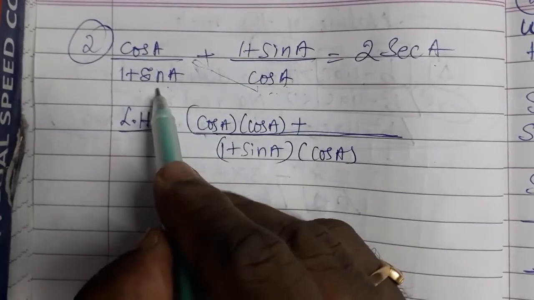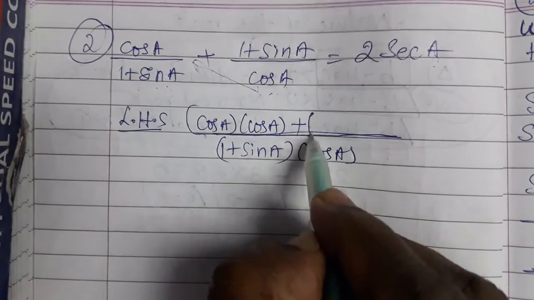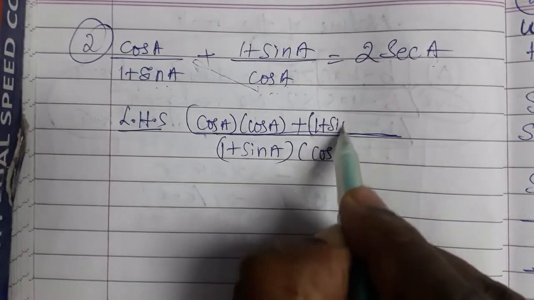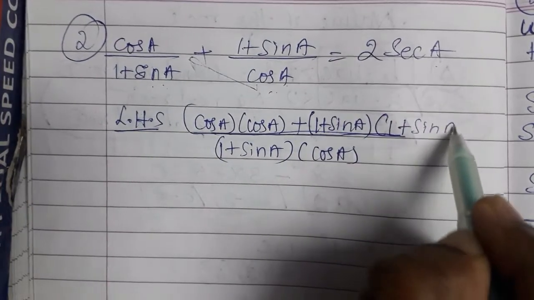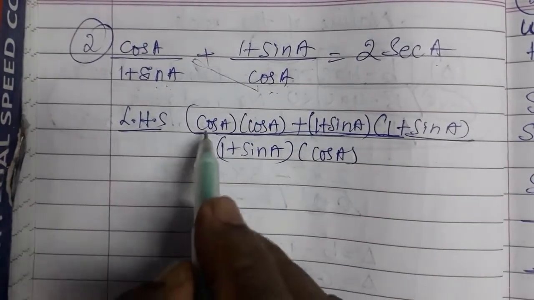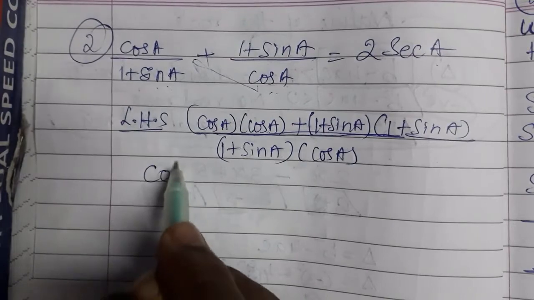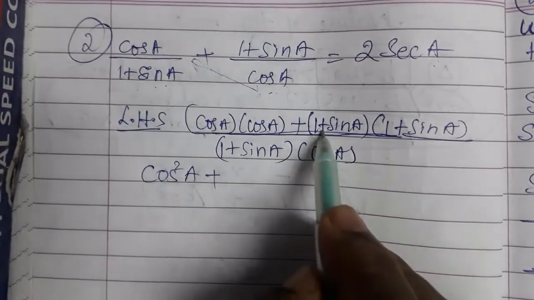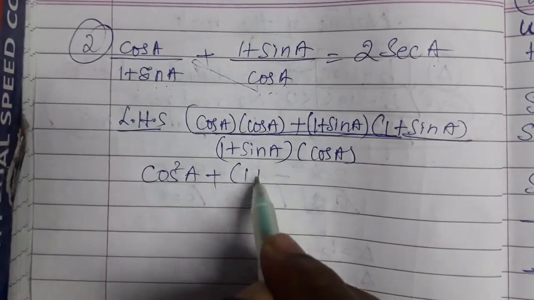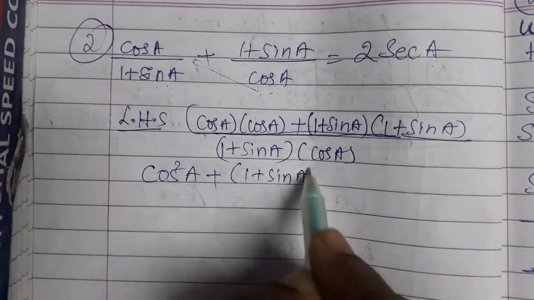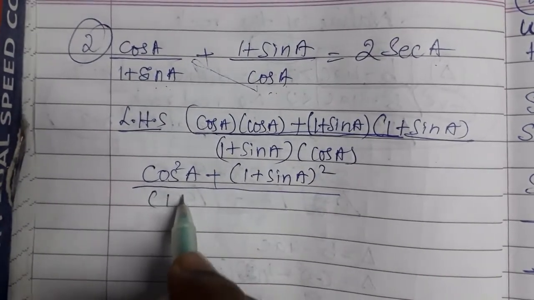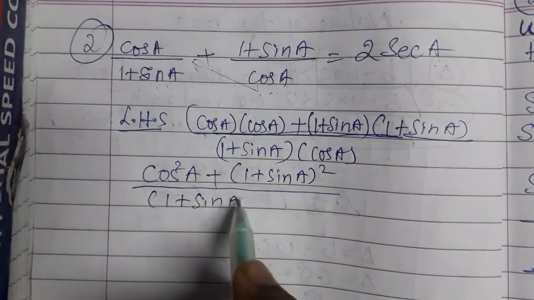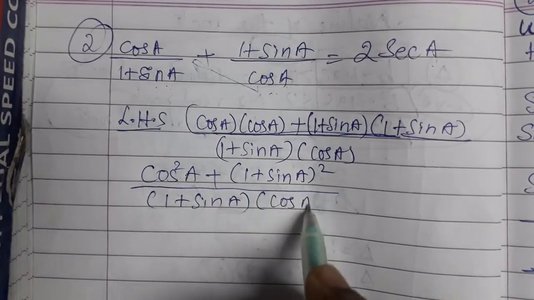Same thing you should do. Multiply the denominator of the first to the numerator of the second. 1 plus sin A into 1 plus sin A. Now cos A into cos A, cos square A plus 1 plus sin A into 1 plus sin A, the whole square, by the denominator, don't change, 1 plus sin A into cos A.